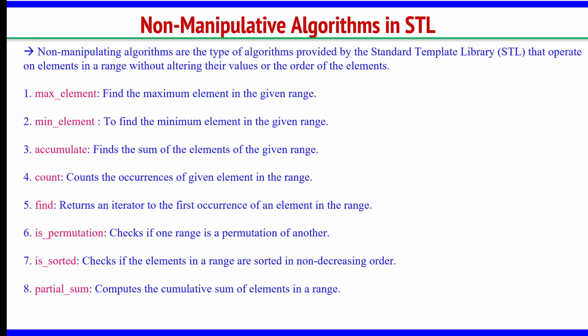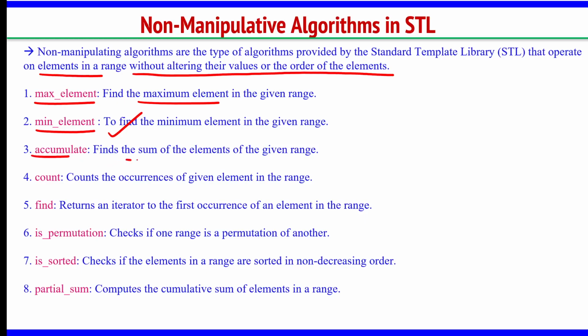Let us see some non-manipulative algorithms. Non-manipulative algorithms are the type of algorithms that operate on elements in a range without altering their values or the order of elements. The original content is not impacted by these non-manipulative algorithms. First one, finding max element. The function is max_element. It finds the maximum element. min_element gives the minimum element.